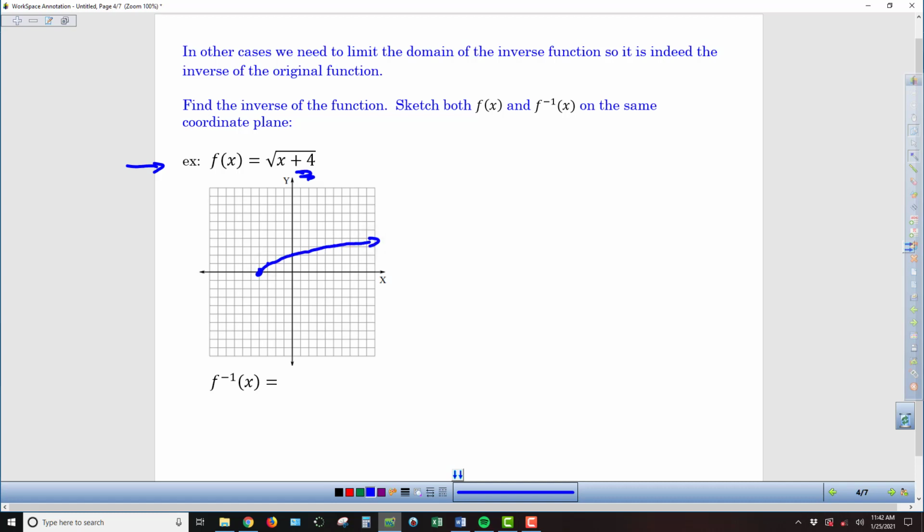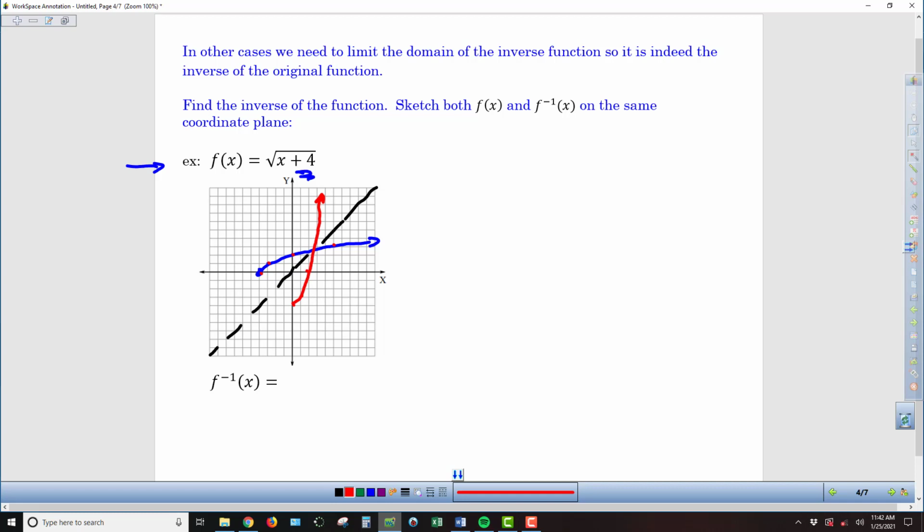So if we wanted to flip-flop the x and y coordinates to generate the inverse graph, of course we'll end up with a graph that's reflected across that line y equals x. So my first point here was at negative 4, 0. I'm going to go down to 0, negative 4. This point here was at negative 3, 1. So I go 1, negative 3. We've got a point here at 0, 2. So that's going to be at 2, 0. And if we wanted to go one more, we had a point here at 5, 3. So we're going to have a point at 3 and up 5. So here's our inverse graph.